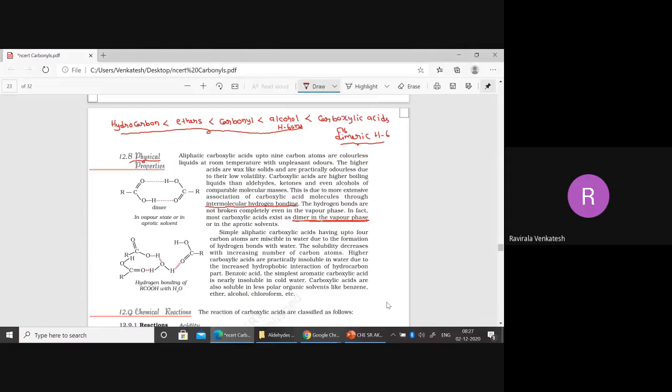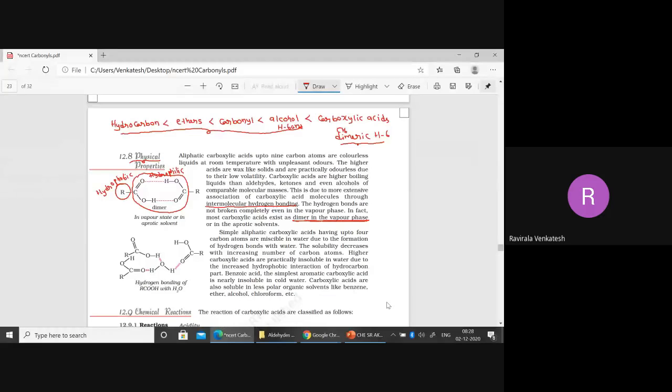Next, if you observe solubility, as this chain increases, this part is not soluble; it is a hydrophobic character. This is hydrophobic, and this part will be the hydrophilic part. This part never increases here. It will be common for all carboxylic acids.